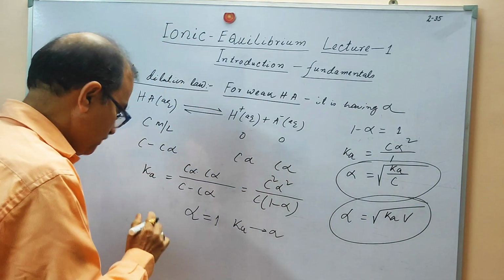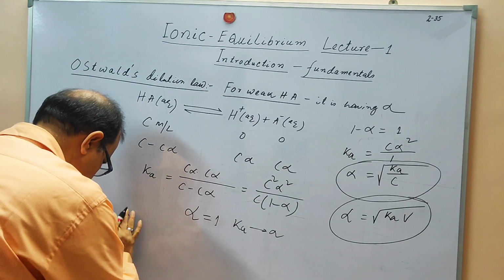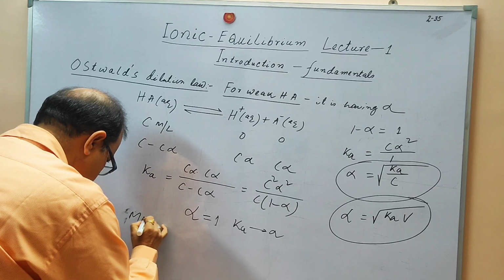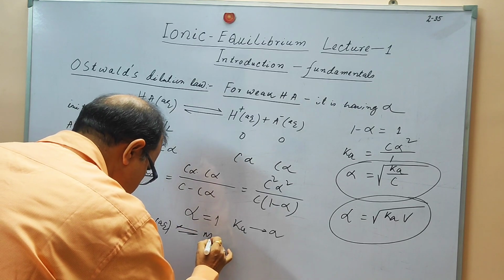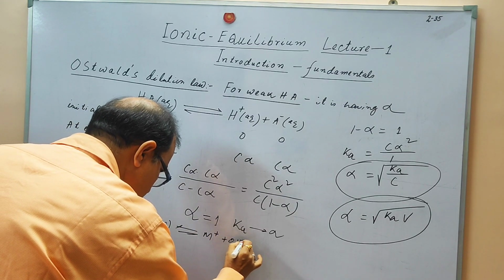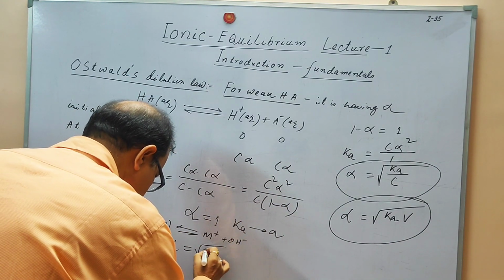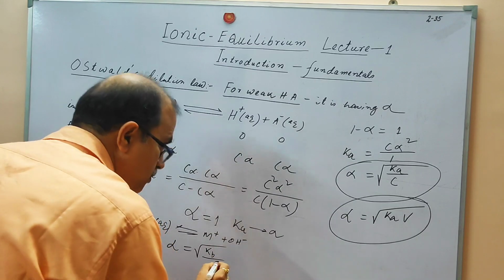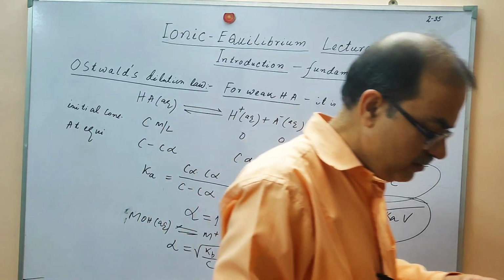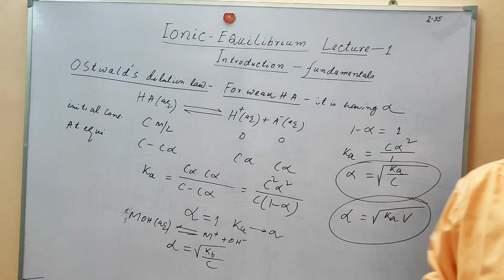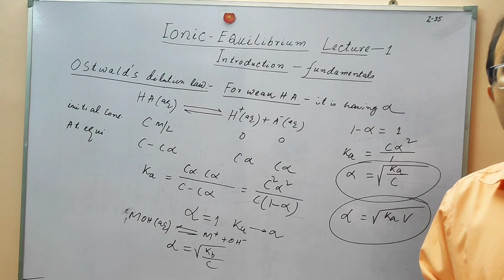And for the base also we have a similar equation. Suppose this is a base, MOH aqueous, and this will give M plus and OH minus aqueous, and we will get this type of equation, that is alpha is equal to the root of Kb, the dissociation constant of a weak base, divided by its concentration. So these are the very important equations that we can see, and from these equations you have to solve different types of numericals that we will now discuss.